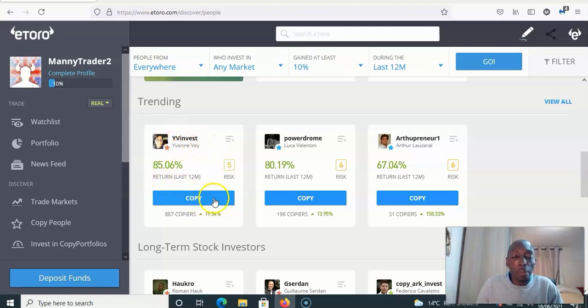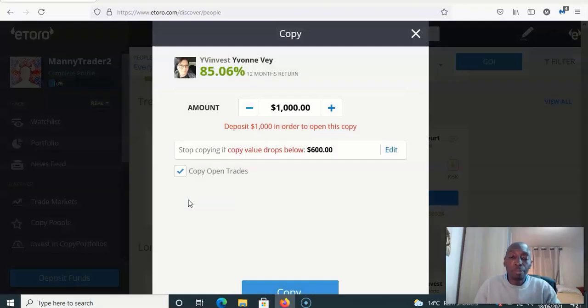If you decide you like a person here, you can click on copy here. And here is the amount you're going to be depositing. Now, I think you do need to deposit a decent amount if you're looking for a return here. And there's one thing you have to be careful of. There's this button here, copy open trades. What that basically means is that the person has trades that they're already running. If you then get allocated to this person, some of the money you've put in is going to go straight onto the trades that they've already got open if you've got this button ticked.